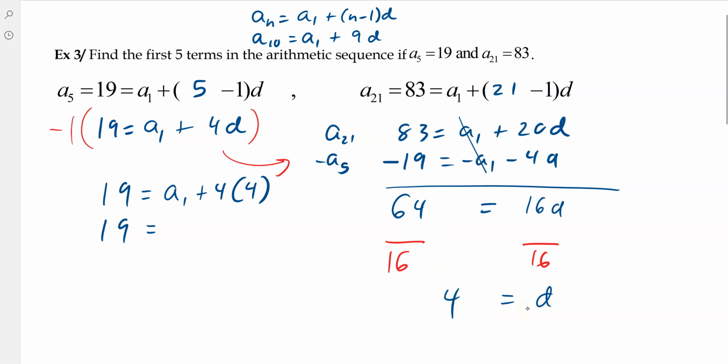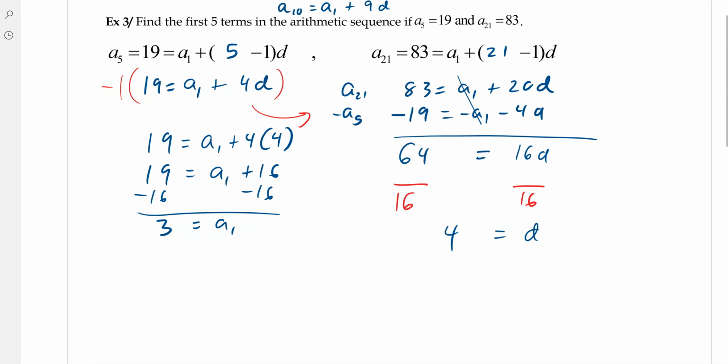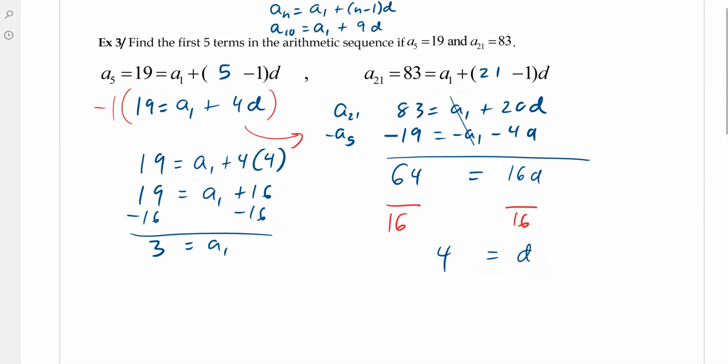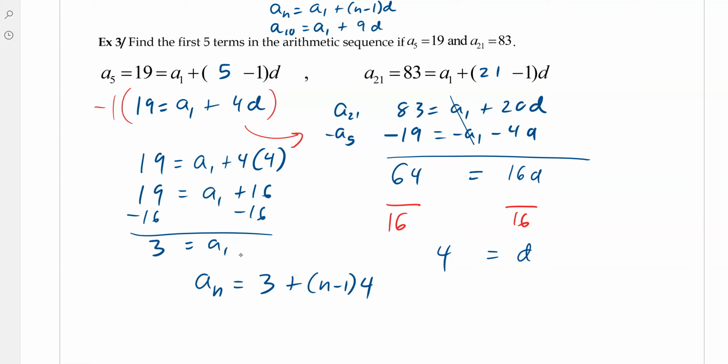So 19 equals a sub 1 plus 16. And this makes sense. Remember, our difference is 4, so that means we have added 4 sets of 4, which is 16. So subtracting the 16 puts us at 3. And so now we know our a sub 1 is 3 and our d is 4, so our formula would be 3 plus n minus 1 times 4.